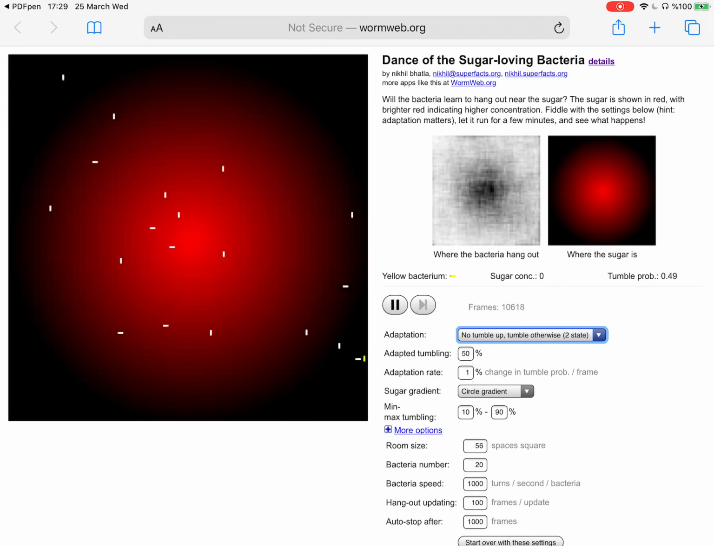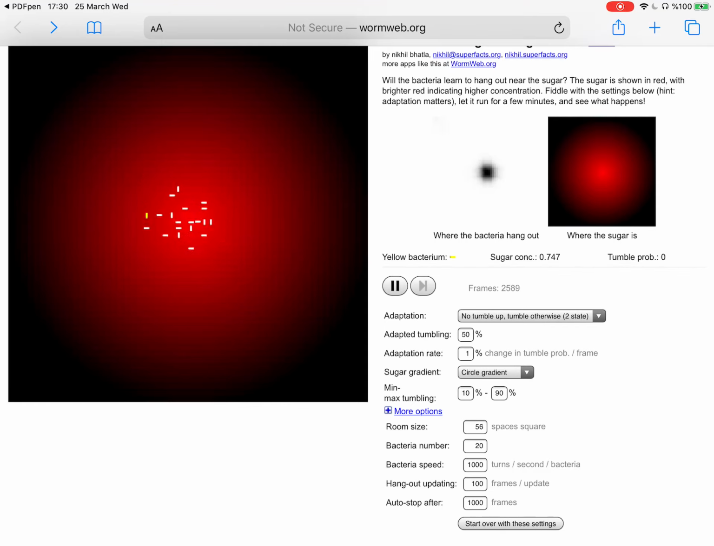So what happens if I do no tumble up, tumble otherwise two states? So if I simulate perfect adaptation, this is what happens. So they get much more, except for the one that got lost on the way. They're much more precise and effective at it. So that's the idea. If you can get perfect adaptation, you'll be less hungry, let's say.